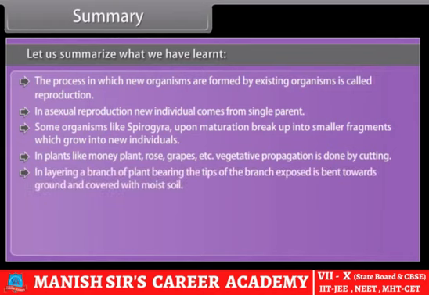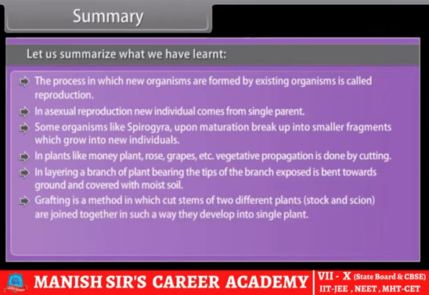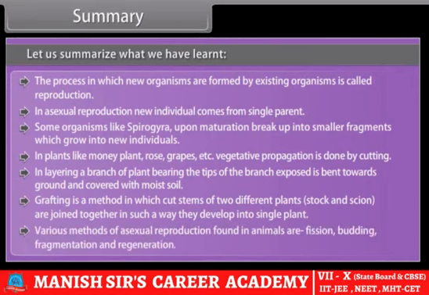In layering, a branch of the plant bearing the tip of the branch exposed is bent towards the ground and covered with moist soil. Grafting is a method in which cut stems of two different plants, stock and scion, are joined together in such a way that they develop into a single plant. Various methods of asexual reproduction found in animals are fission, budding, fragmentation, and regeneration.